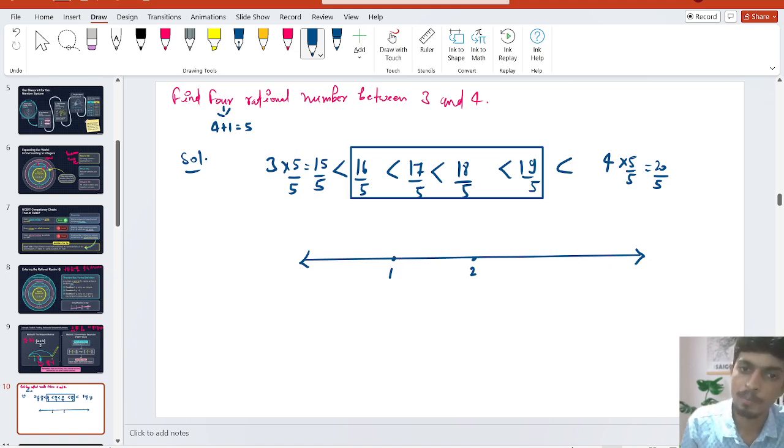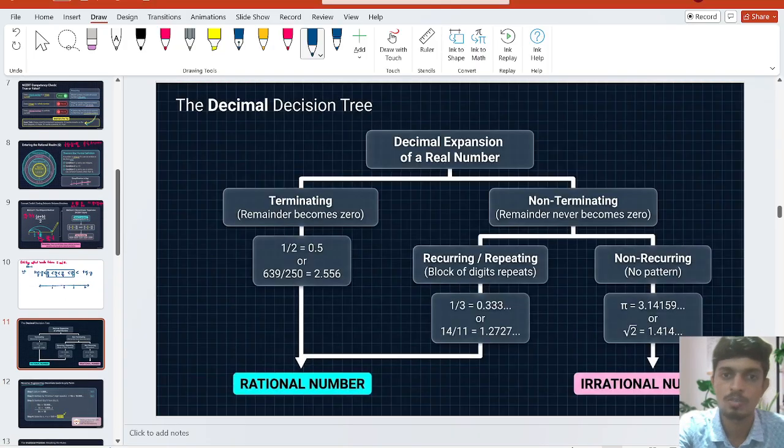So if there are infinitely many points between 1 and 2, we can say that there are an infinite number of rational numbers between 1 and 2. Similarly for 3 and 4, any two rational numbers have infinitely many rational numbers and infinitely many irrational numbers between them. So we already told you. Next, what is that? Decimal expansion of real numbers.